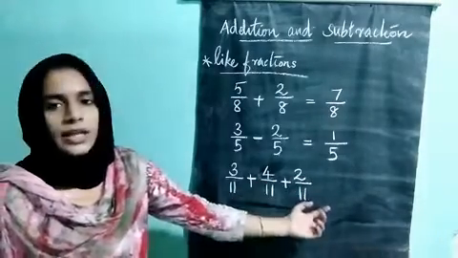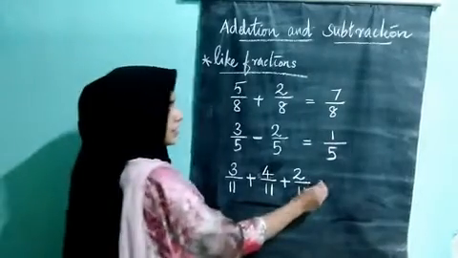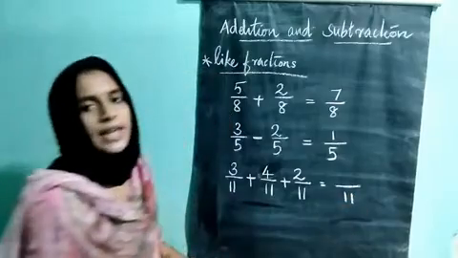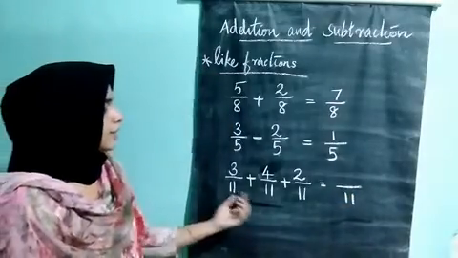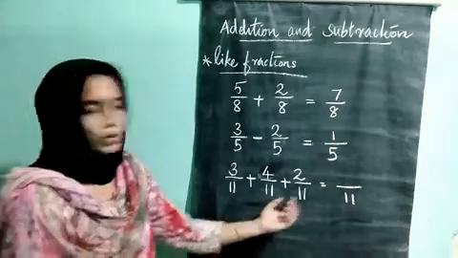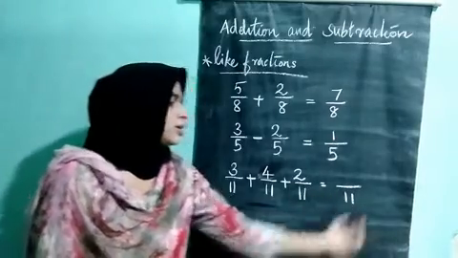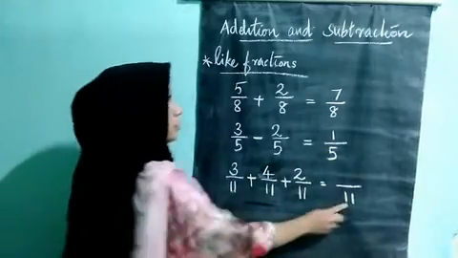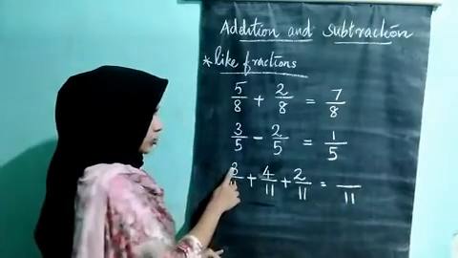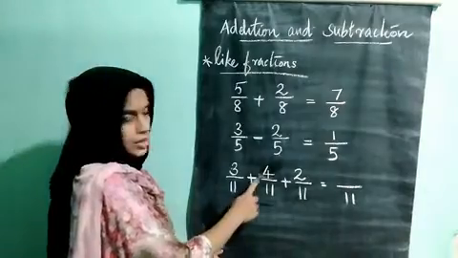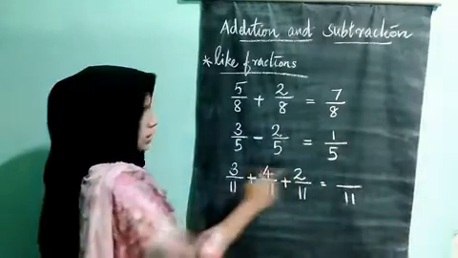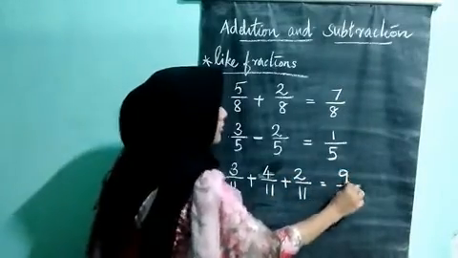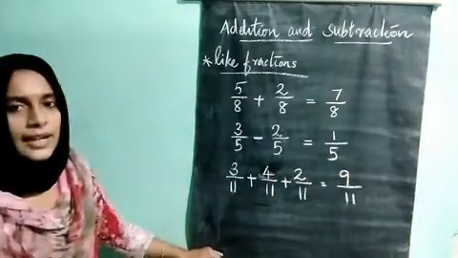Another example, 3 by 11 plus 4 by 11 plus 2 by 11. 3 fractions are there. 3 fractions are like fractions. So you can write the denominator as same, 11. Don't write 11 plus 11, 22, 22 plus 11, 33. That is wrong. You should write 11 only. Now add the numerator, 3 plus 4 plus 2. 3 plus 4, 7. 7 plus 2, 9. So the answer is 9 by 11.